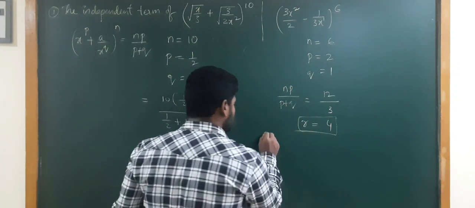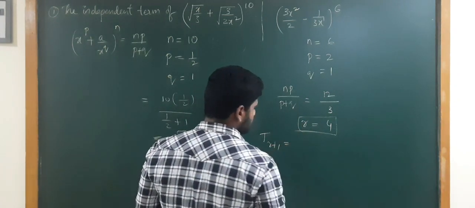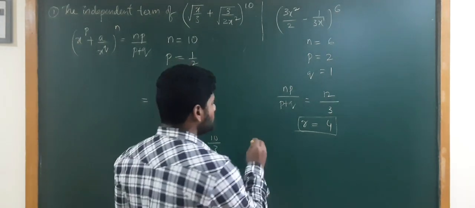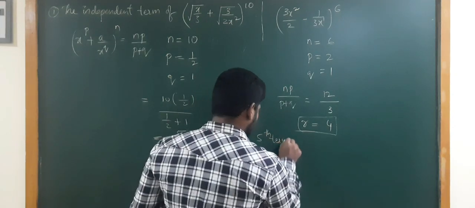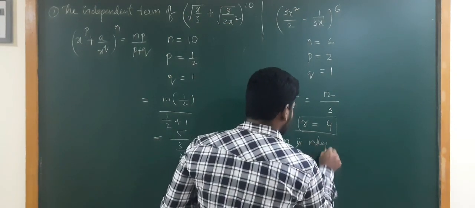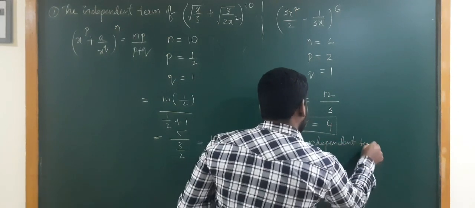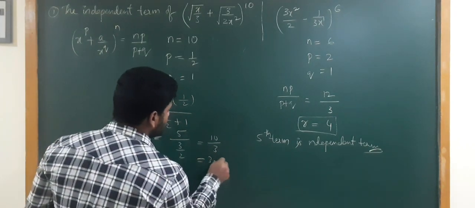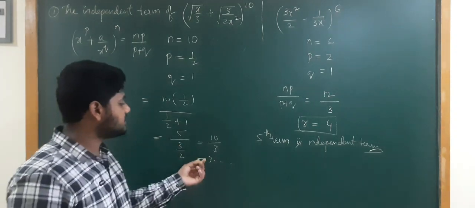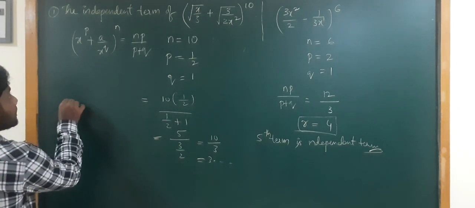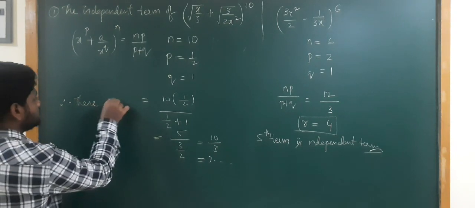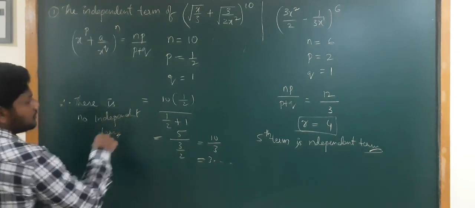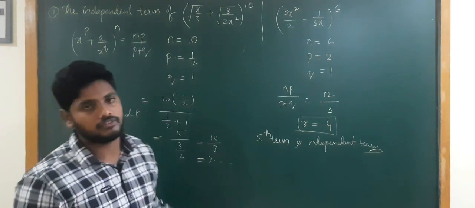If r is equal to 4, r plus 1, which term is the independent term? The fifth term is the independent term. Now here, what did we get? 10 by 3, which is nothing but 3 point something. If r is in decimals, therefore there is no independent term. Simple. No independent term. That means every time we will have x values.